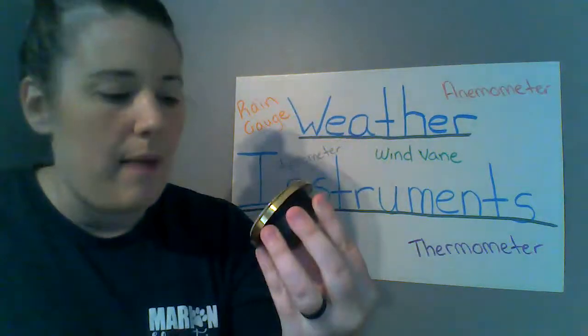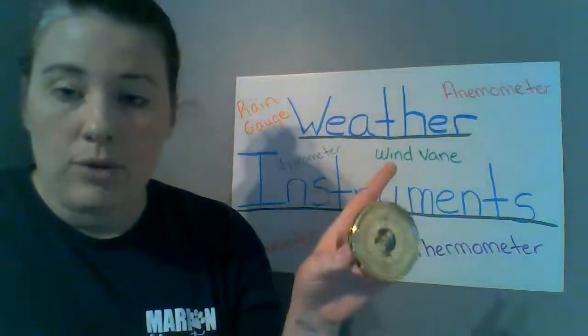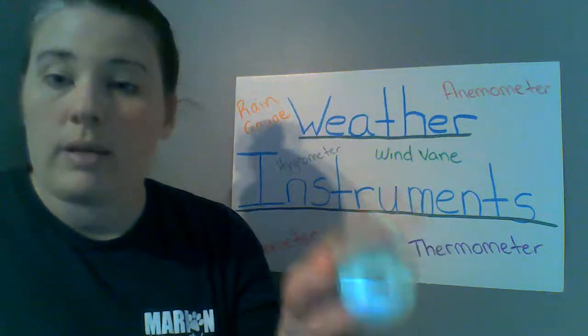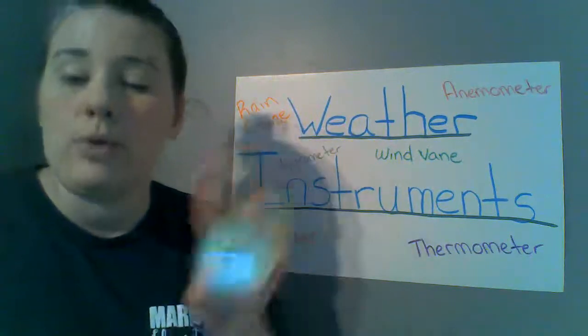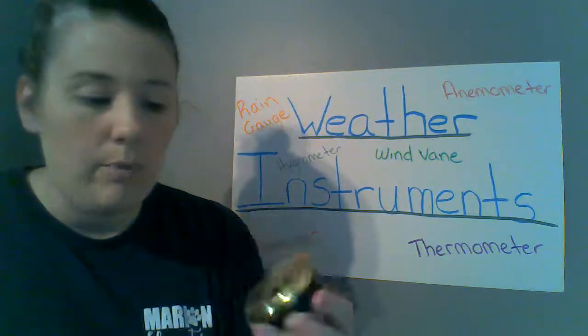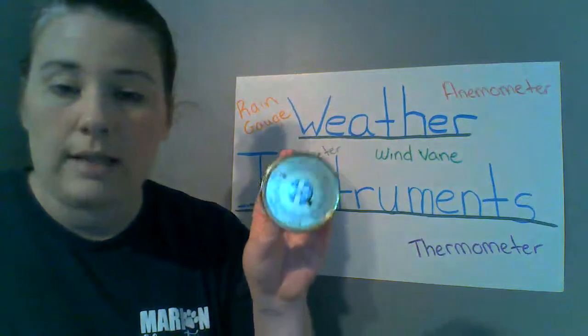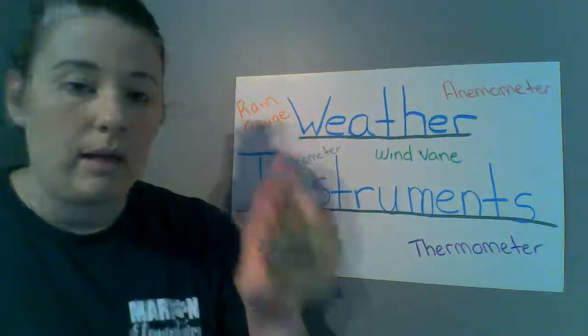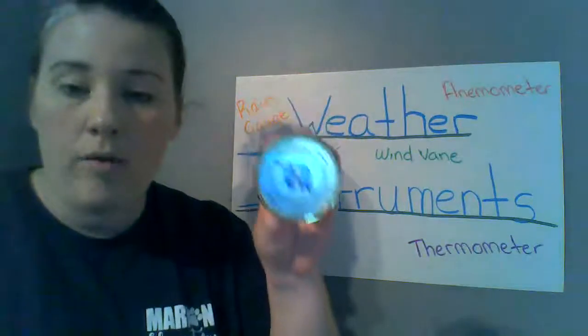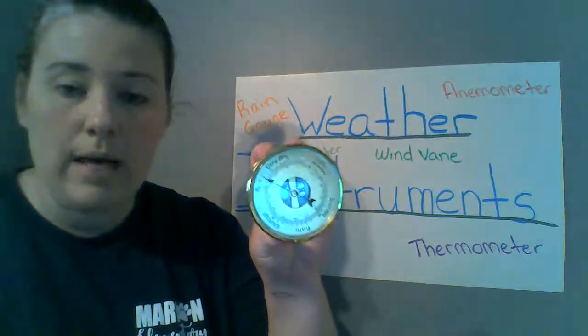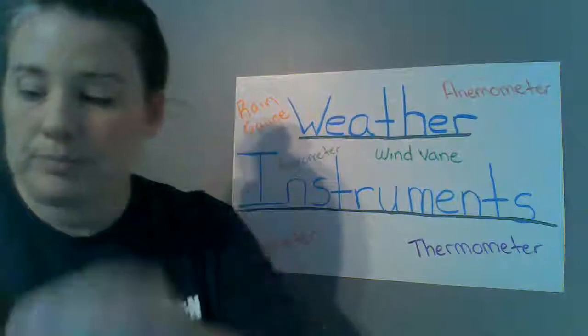Well, what does that matter? Well, remember, when we talked about high and low air pressure, sometimes you get dry weather, and sometimes you get rainy weather, and sometimes you get warm weather, and sometimes you get cooler weather. So it's very important to know the air pressure outside, because that can go along with our temperature and our wind speed, and it all fits together. So a barometer tells us air pressure.